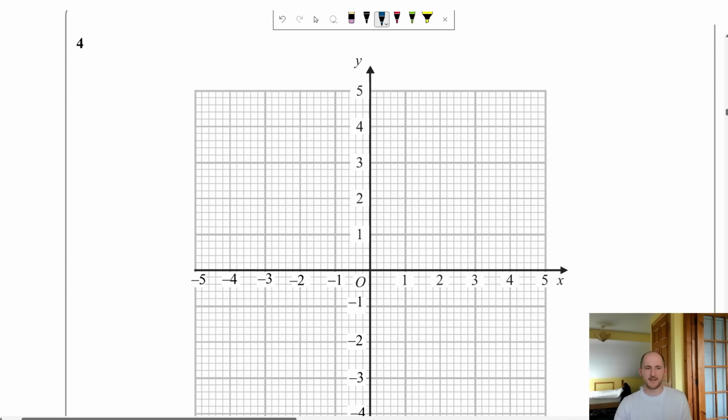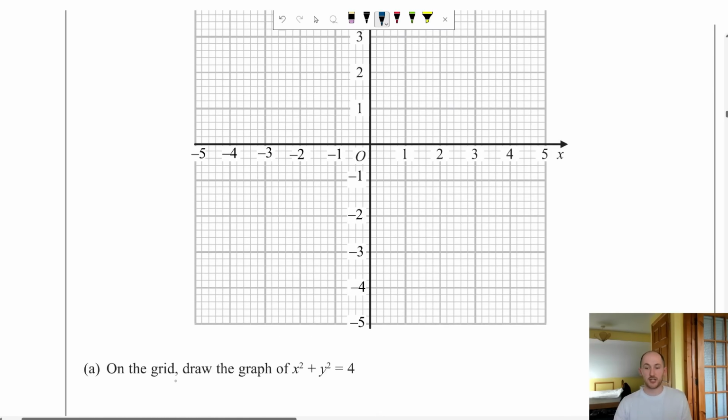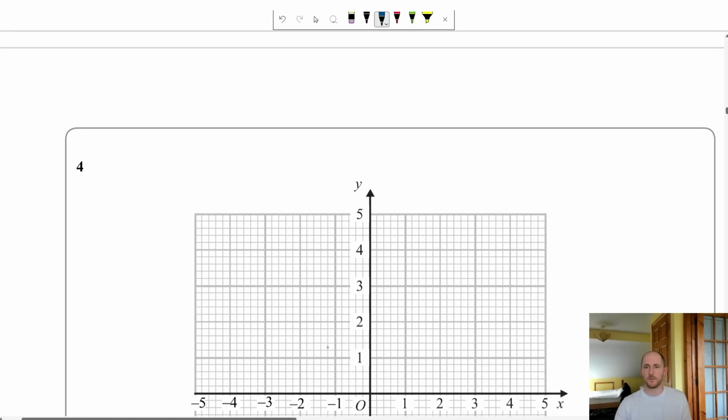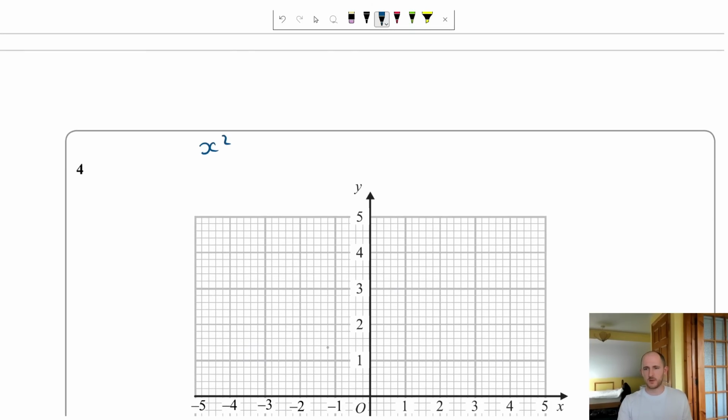So this looks like a sketching question. Actually, no, not sketching, sorry. It's an actual drawing question of x squared plus y squared equals 4. Now, x squared plus y squared equals any number is actually a circle. So the radius of the circle I'm about to draw is 2.